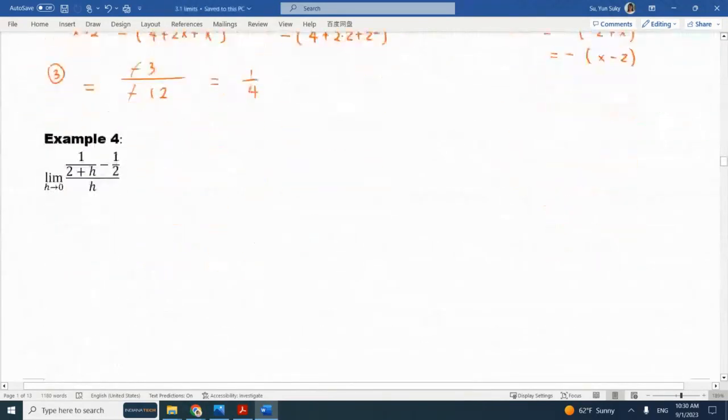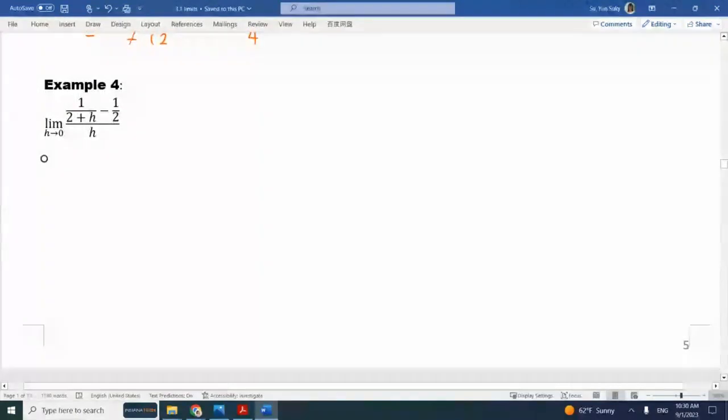Okay, so we did that one. Now let's do this one. Here, let's plug in h is 0. When we plug in h is 0, we get 1 over 2 plus 0 minus 1/2 over 0. For sure, that is 0 over 0.